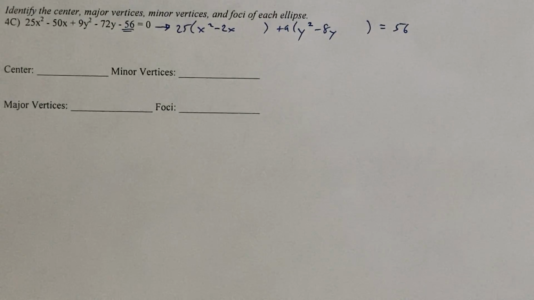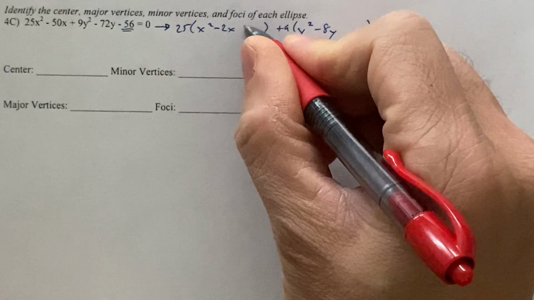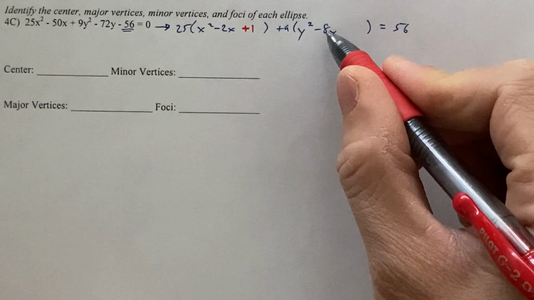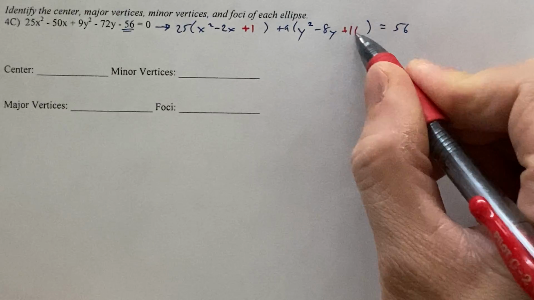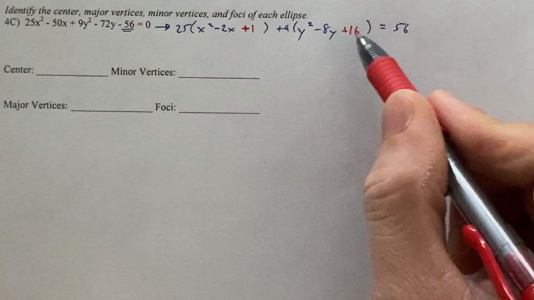Now this is basic algebra 1 in terms of the skill set for completing the square. I take half of the middle squared, so half of that is -1 squared is 1. Do the same thing for the y parentheses. Half of that is -4 squared is 16. So again, anytime I add or subtract anything from one side of the equation, I have to do it to both sides. So did I add 1 and 16 to both sides?